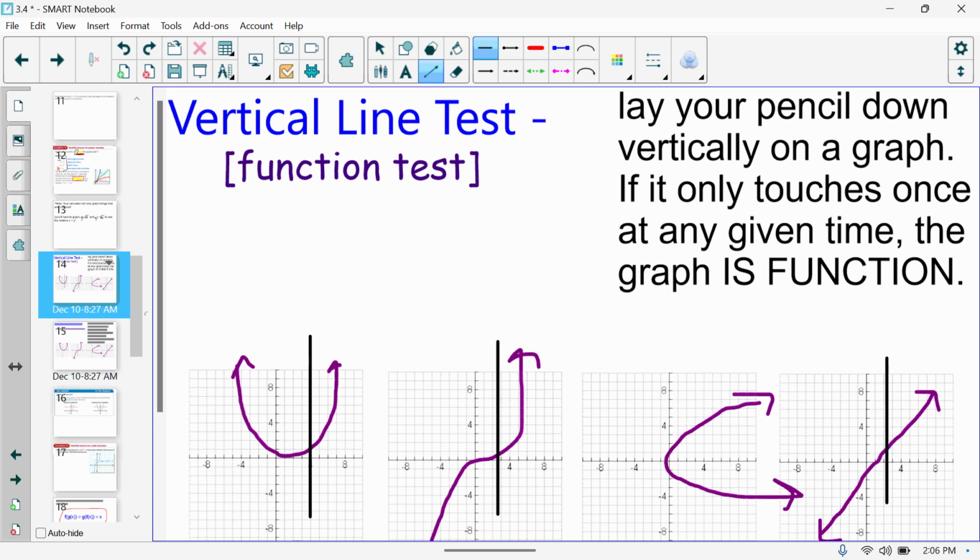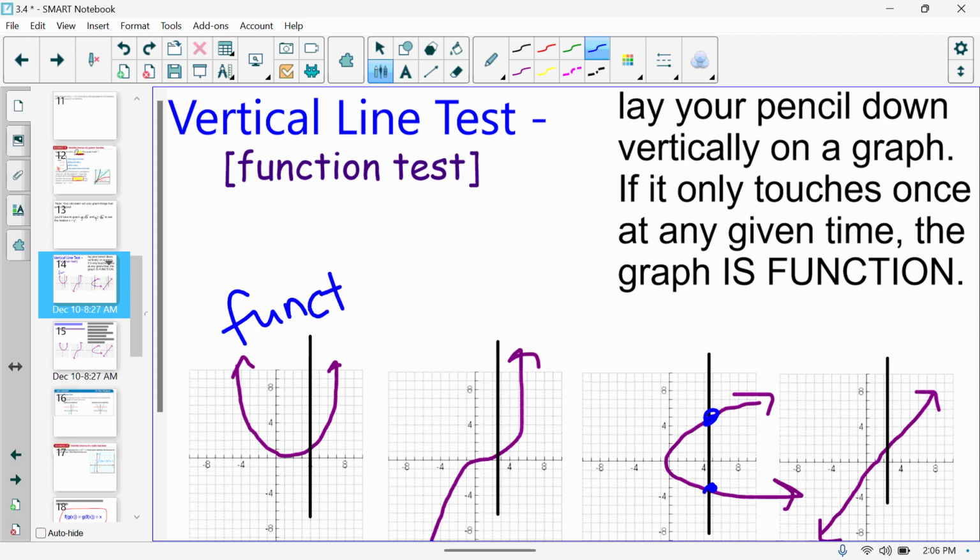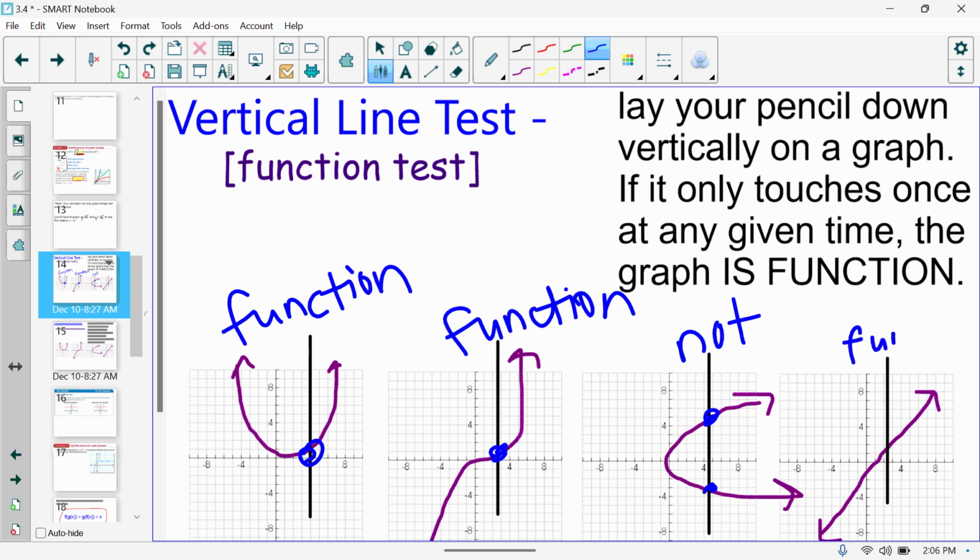All of these are functions, but not this one. Because do you see how when I draw a vertical line for that one, it touches the graph twice, okay? So out of all of these, this one is a function. It passes the vertical line test. If you draw a vertical line, it only touches the graph once. This one is a function. This one is not a function. And this one is a function again. You can draw a vertical line anywhere and it passes it, okay? Again, technically you did learn that in Algebra 1.